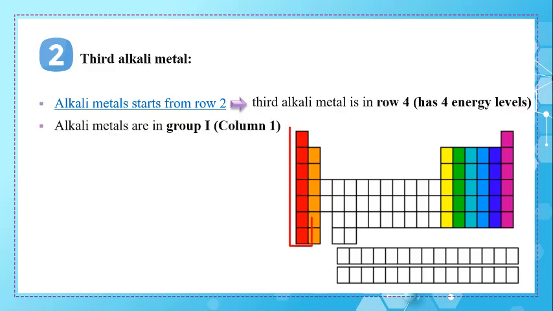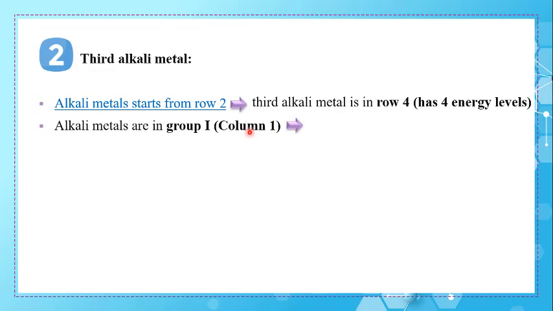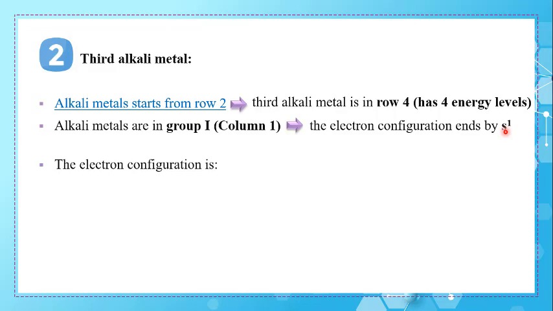Also, alkali metals are in group 1 or column 1, so their electron configurations end by S1. Now using Klechkowski diagram, we'll write the electron configuration till we reach row 4, which must be the highest energy level. Then we'll end this configuration by S1. So the electron configuration is 1s2, 2s2, 2p6, 3s2, we can't stop, still we are in row 3, so 3p6, and finally 4s1.